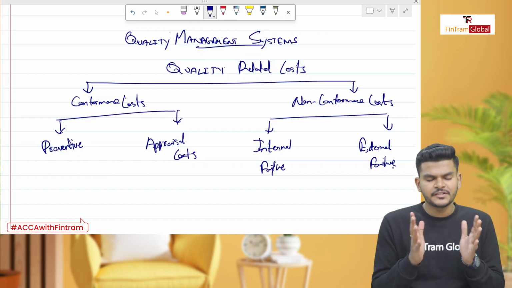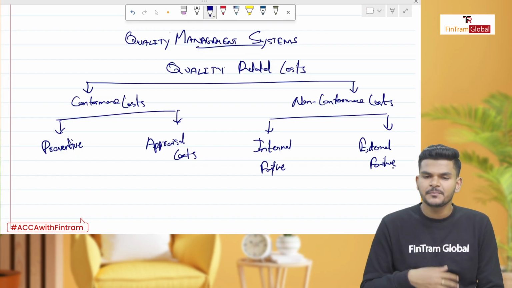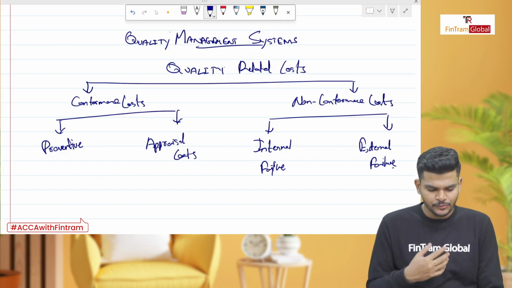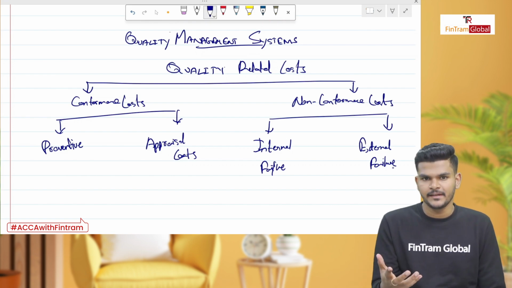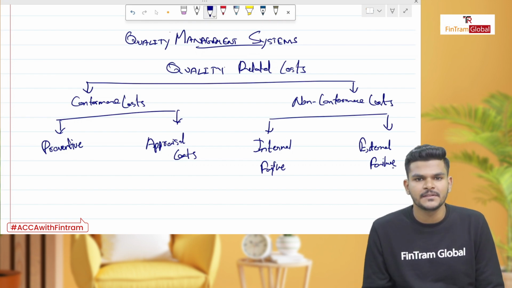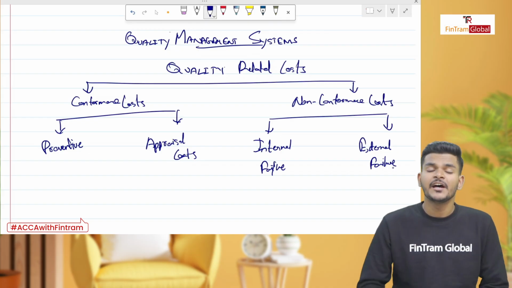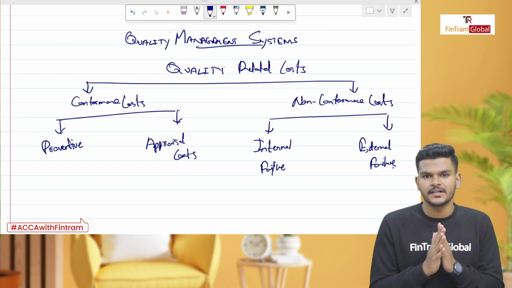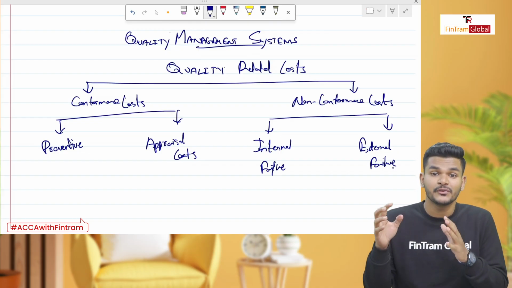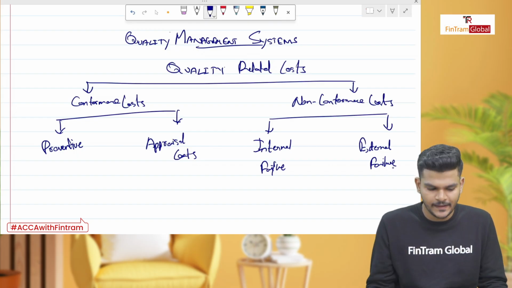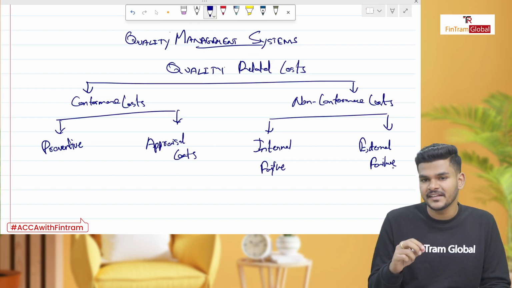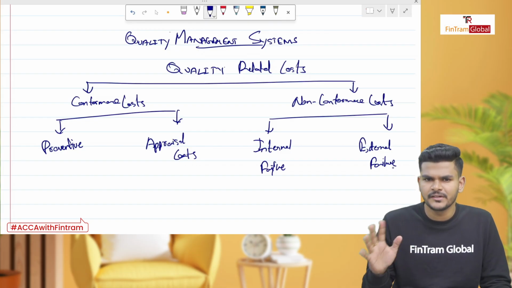So let's talk about conformance cost first of all. What is preventative cost? These are costs that are there to prevent an issue or defect from happening quality wise. Appraisal costs are those costs like appointing someone to inspect our goods to look for defects or manufacturing defects. That's what appraisal costs are all about, to put it very simply.